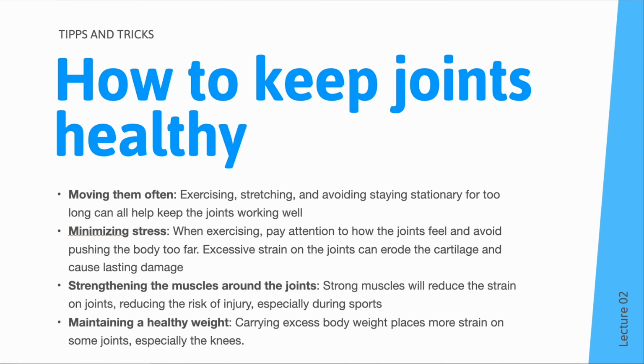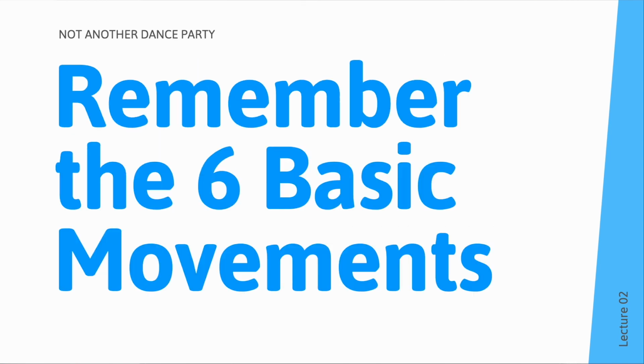Yes. So let's go to the 6 types of joints. And in order to do that, we want to remember the 6 basic movements also. So there was flexion, extension. That was internal, external rotation. And that was abduction and adduction, right?